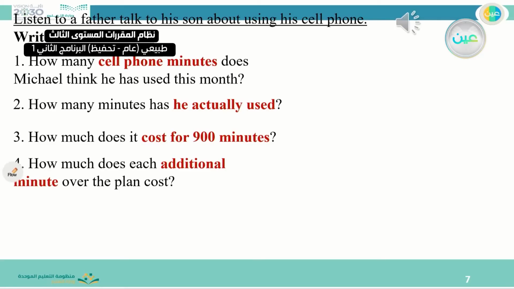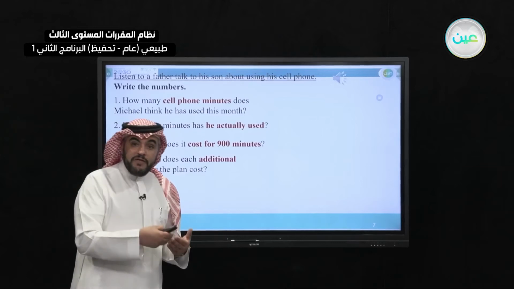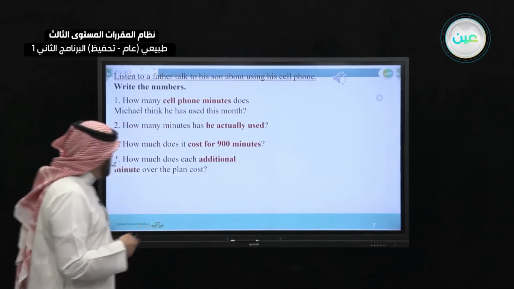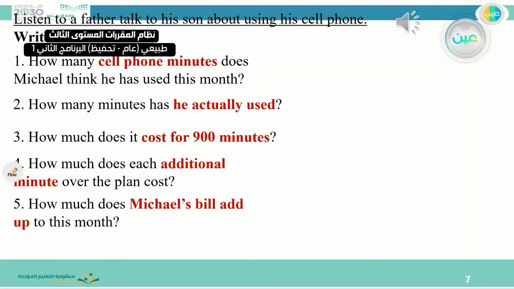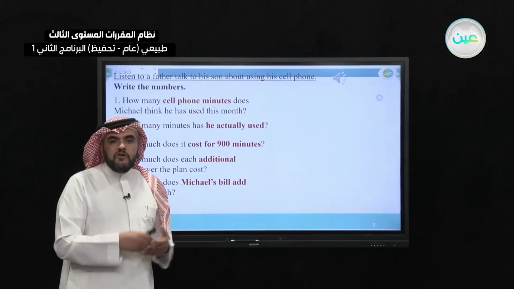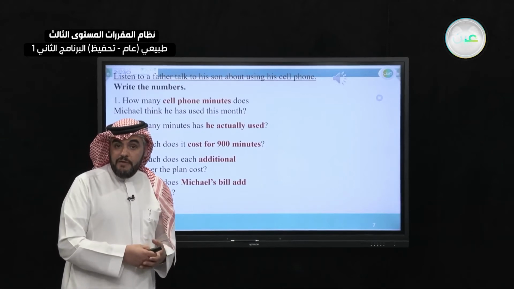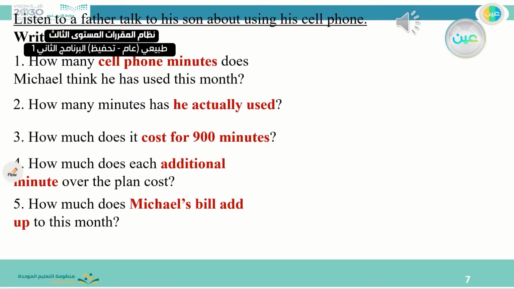Number 4, how much does each additional minute over the plan cost? If you want to add more over the plan, like adding more minutes, how much does 1 minute cost? Okay. How much does Michael's bill add to his this month? Meaning Michael exceeded the limit and he added to the plan more than the amount. How much? You will find out also if you listen carefully and get the answer.